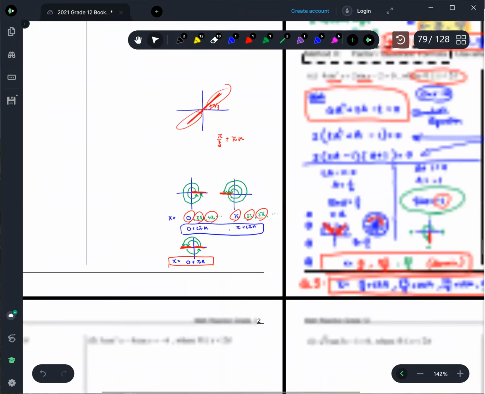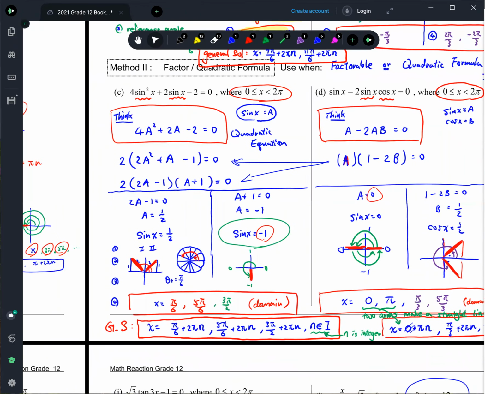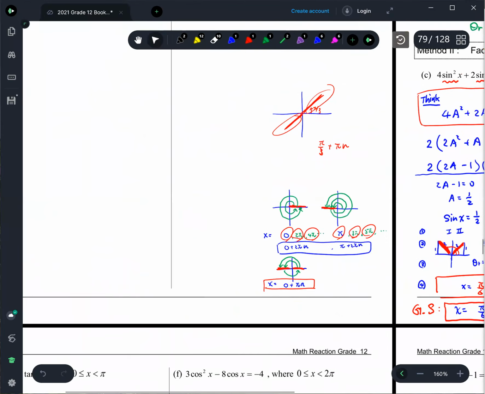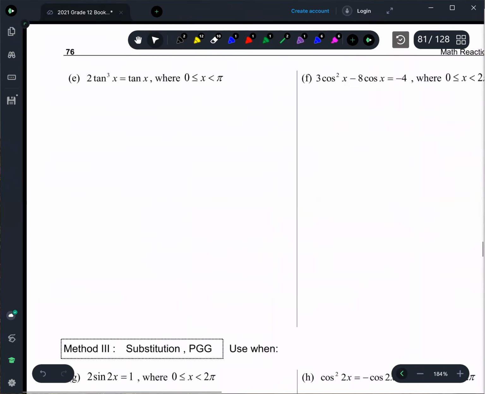So follow the same step. Okay, we try to factor, right? These questions need factoring. And then find the answer in domain first. Okay, if you want to factor, you need to make one side equal to 0.